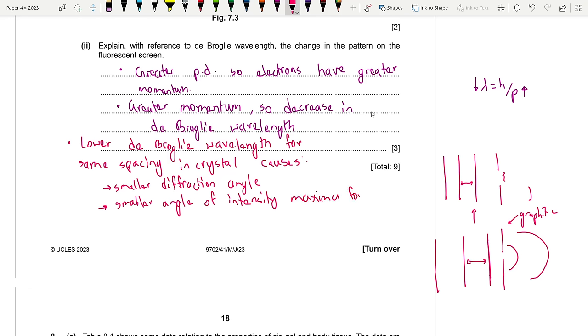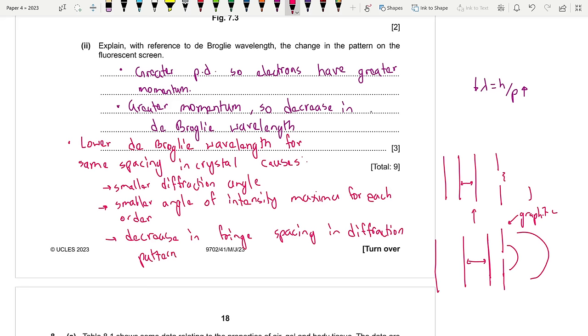For each order, or decrease in fringe spacing. I prefer this one: decrease in fringe spacing in diffraction pattern. This is the best one.